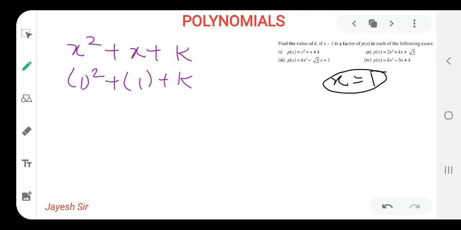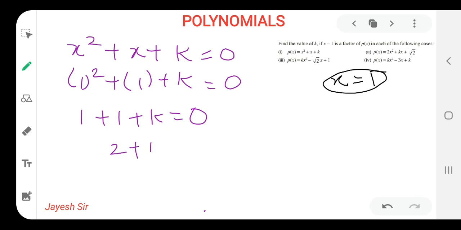Now if nothing is given, friends, we have to assume that it is 0 over here, and this is also 0. Yes friends, now what we can do? 1 square means 1, plus 1 as it is, plus k as it is, and here it is 0. Now 2 plus k is equal to 0.